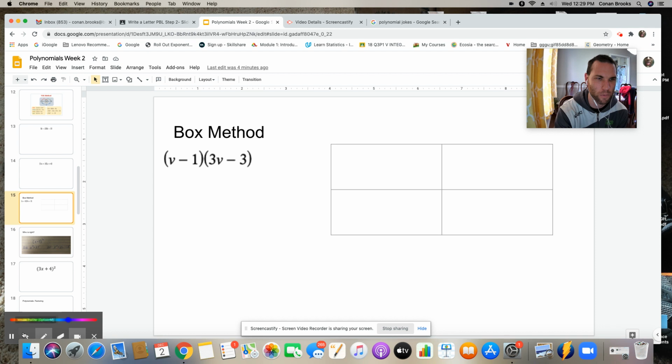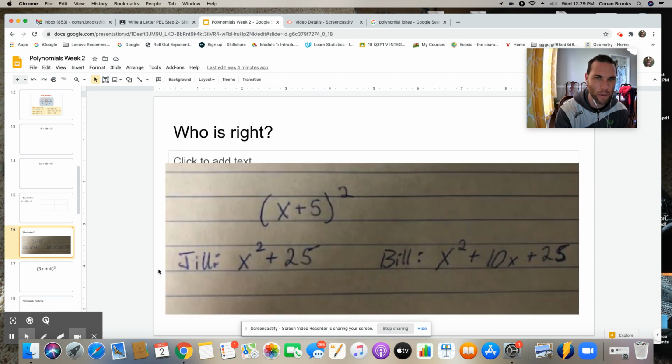Okay, one more thing to point out. In this case, we have a binomial squared. So x plus 5 is our binomial, and we're going to square it. Jill says it's x squared plus 25. So it looks like she squared x and she squared 5. And Bill says, no, that's not right. It's x squared plus 10x plus 25. You see the x squared, you can see the 25, but he added a 10x. So who is right?